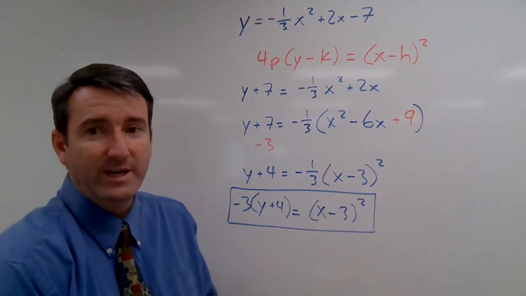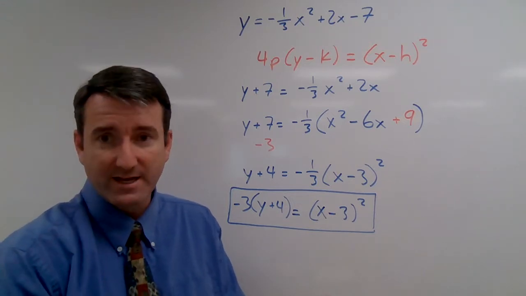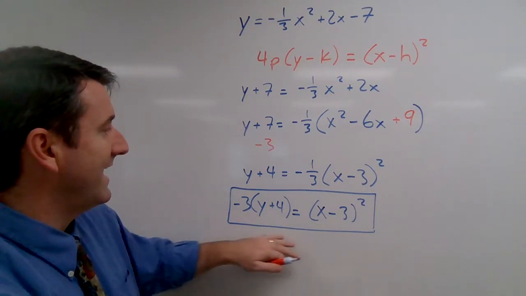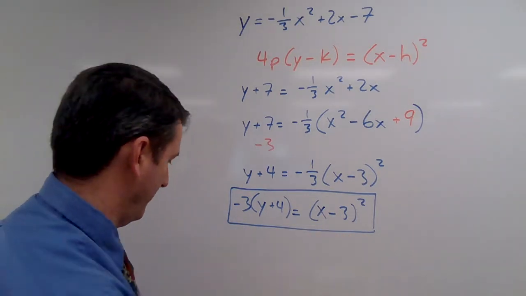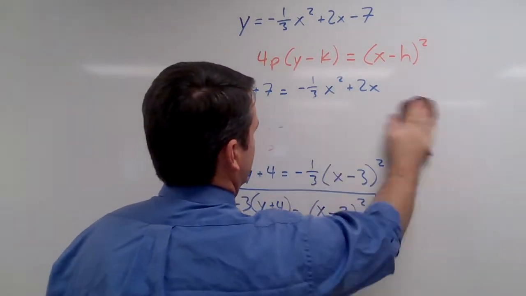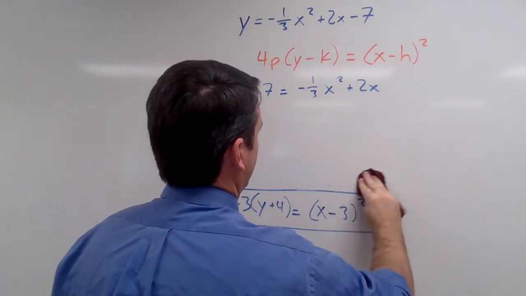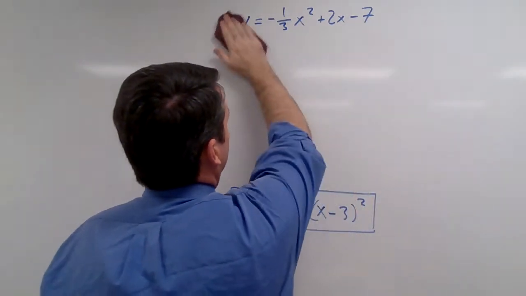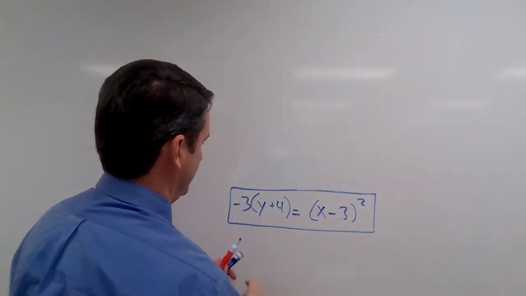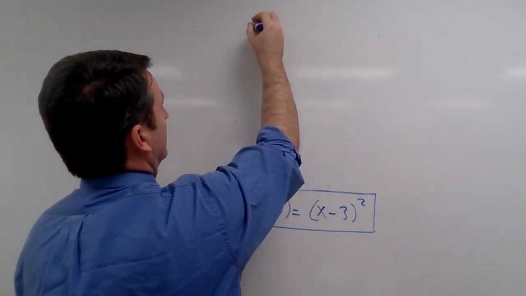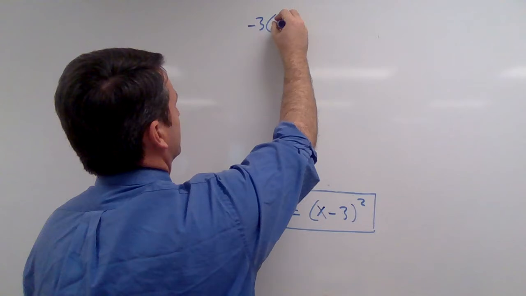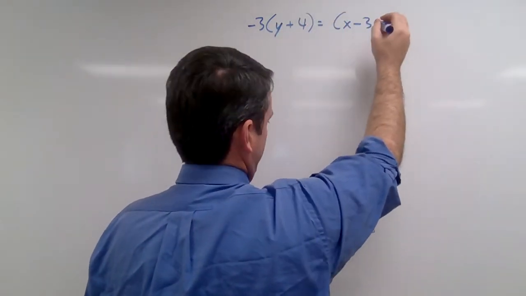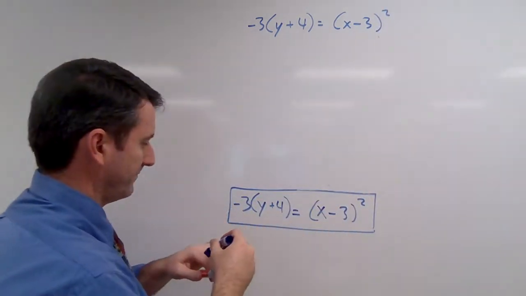All right, next we need to find the vertex, focus, axis of symmetry, and the directrix. And that's going to be much easier to do with this in standard form. So let's erase all of this, and I'm going to put this equation now up here. -3 times y plus 4 equals x minus 3 squared.